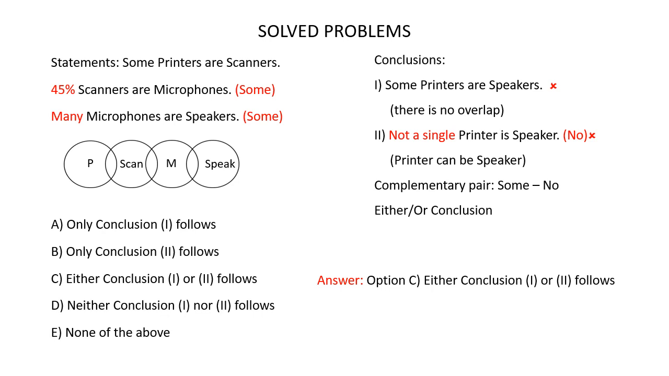Also, conclusion 1 is of the type some. Conclusion 2 is of the type no. So conclusions 1 and 2 are complementary pairs of the type some, no. Now since conclusions 1 and 2 are complementary pairs of the type some, no, this is obviously a case of either or conclusion. This means either conclusion 1 follows or conclusion 2 follows. So the correct answer is option C, either conclusion 1 or 2 follows.